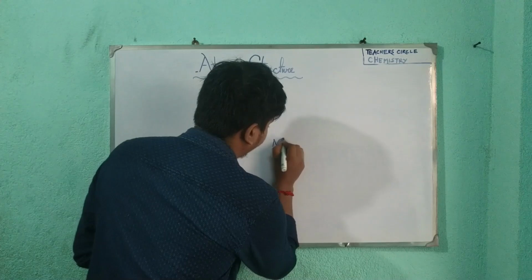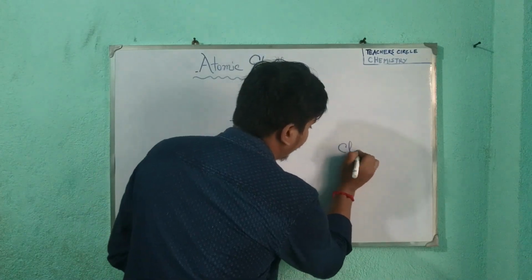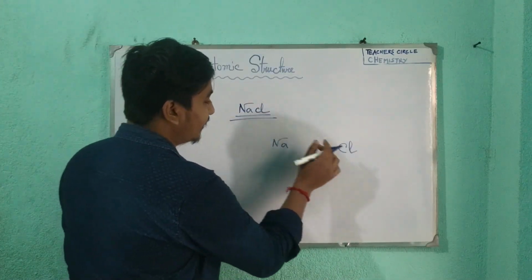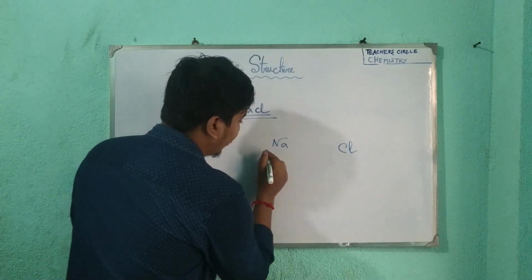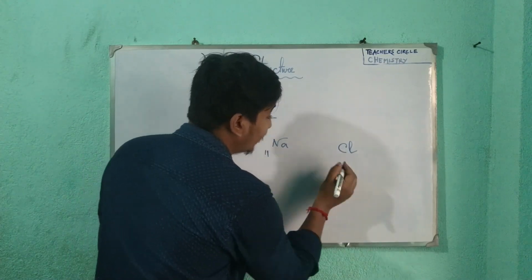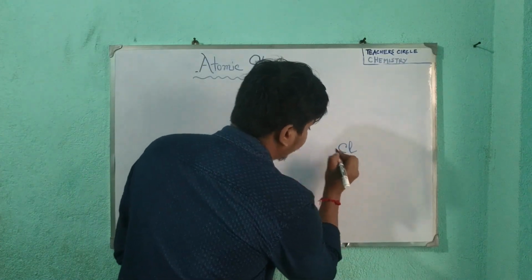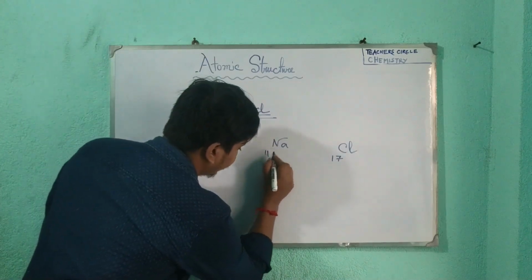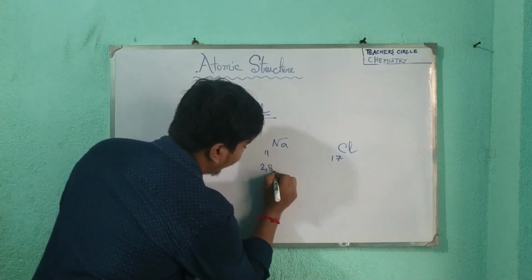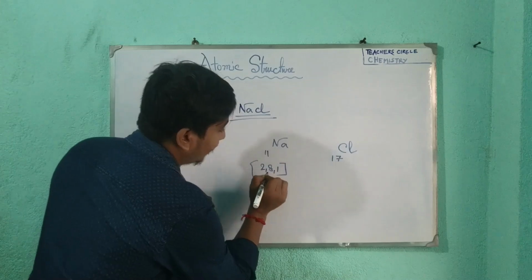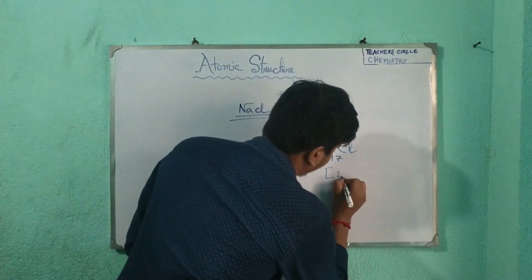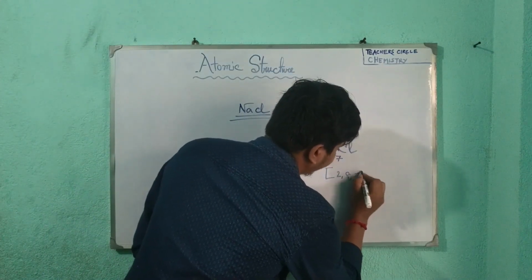So sodium and chlorine, these are the two respective elements. What is the atomic number of sodium? That is equal to 11, and for chlorine it is equal to 17. So the configuration for sodium is 2, 8 and 1, and for chlorine it is 2, 8 and 7.